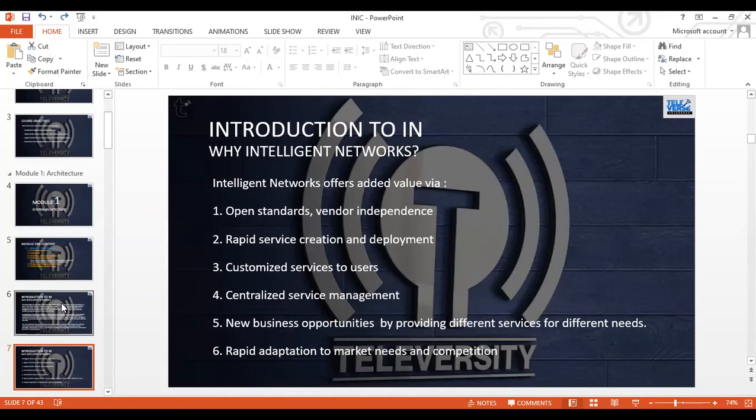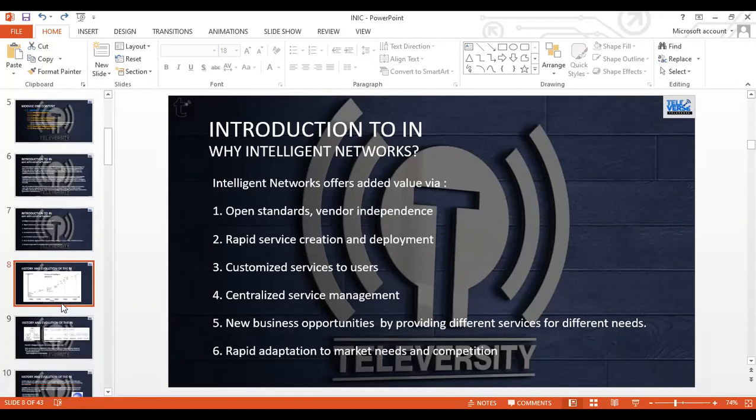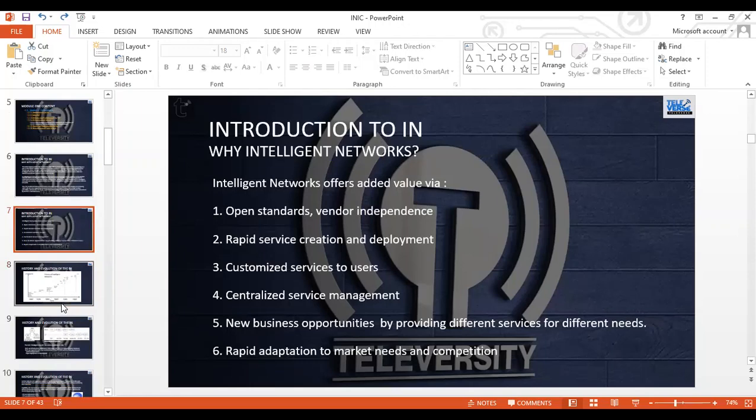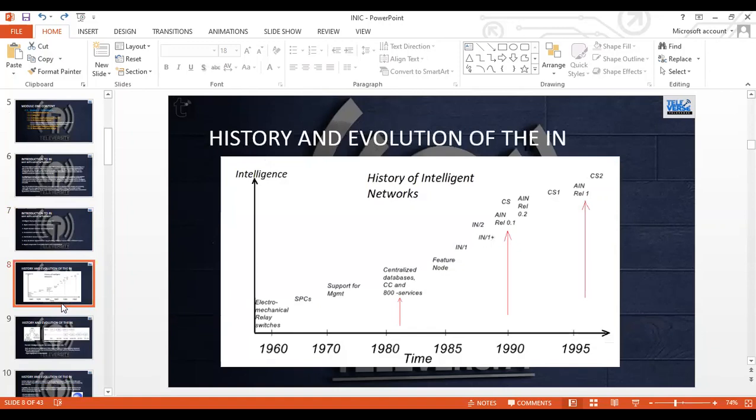Okay, all right. So let's move on. So that's basically some of the value addition that IN offers to any network. All right. So the history and evolution of IN. So you can clearly see that in 1960 we had the electromechanical relay switches.